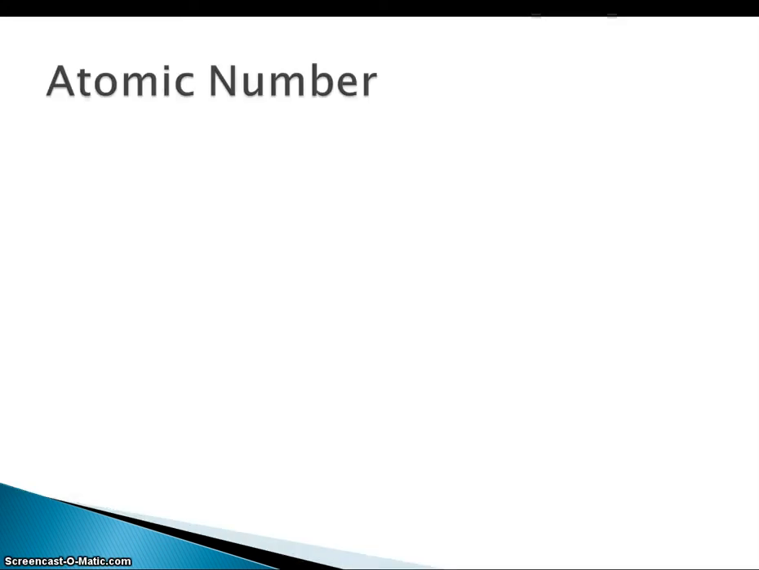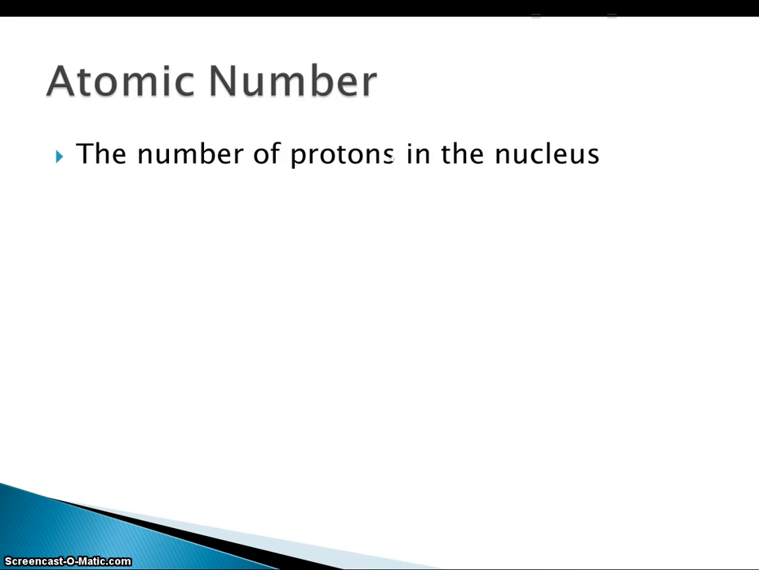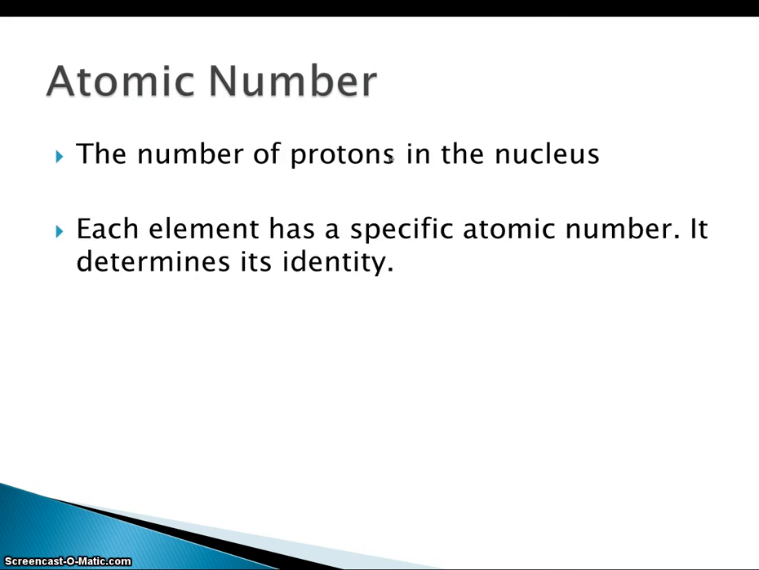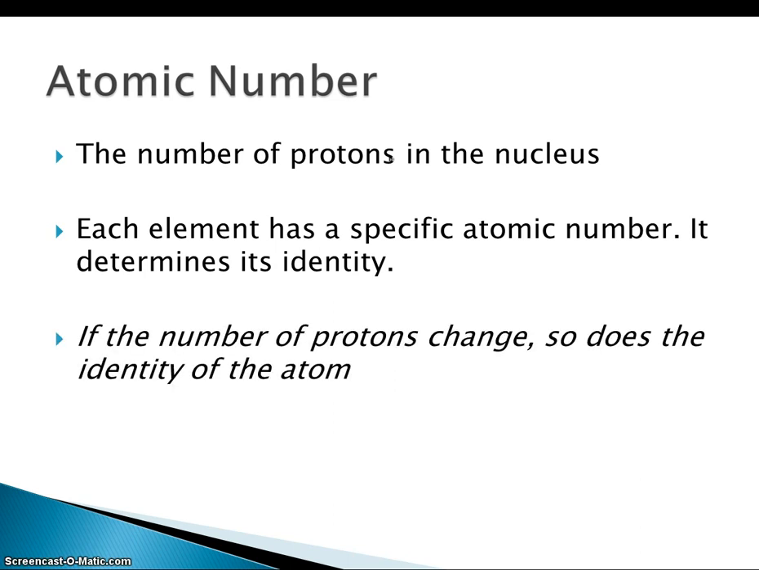Okay, let's talk a little more about atomic number. Atomic number is the number of protons in the nucleus. So those numbers are always the same. Each element has a specific atomic number, and this atomic number determines its identity. So like I said earlier, neon atoms have 10 protons, so that makes them neon. If the number of protons changes, so does the identity of the atom.